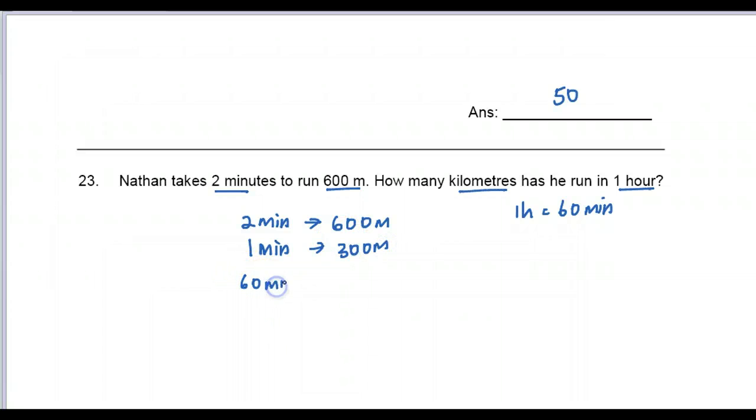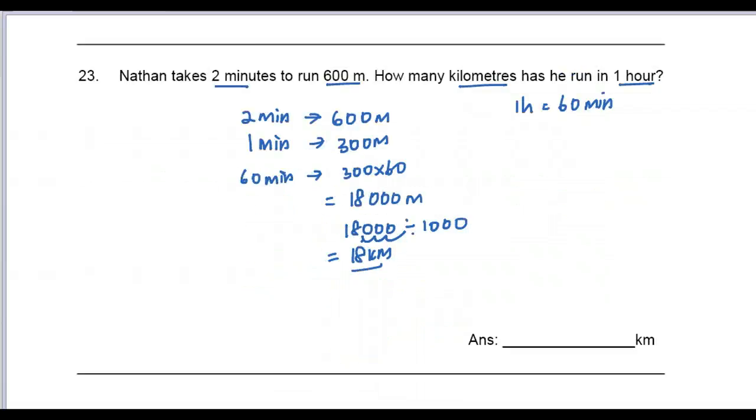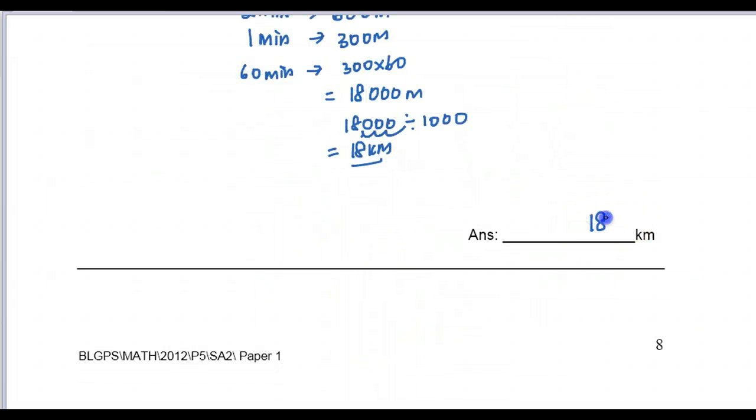In 60 minutes he would run 300 times 60, which is 18,000. This is in meters, and I want to change it to kilometers, so it's 18,000 divided by 1,000. I move my decimal place and I will get 18 kilometers. So my answer is 18 kilometers.